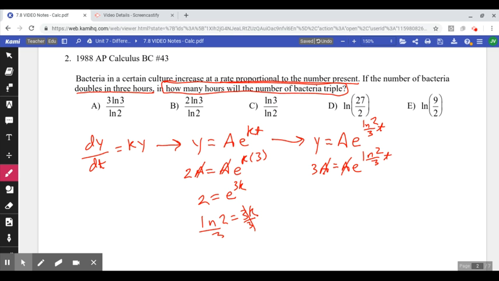Luckily, the a's will cancel here if we divide by a on each side. So we have 3 is equal to e to the (natural log of 2 over 3) t. And we can change this into a natural log. So we've got the base being e, there's your natural log of 3 is equal to the natural log of 2 divided by 3 times t.